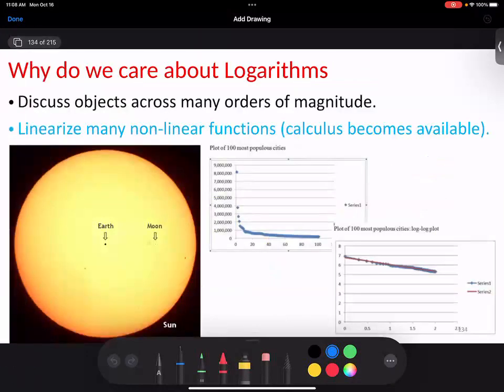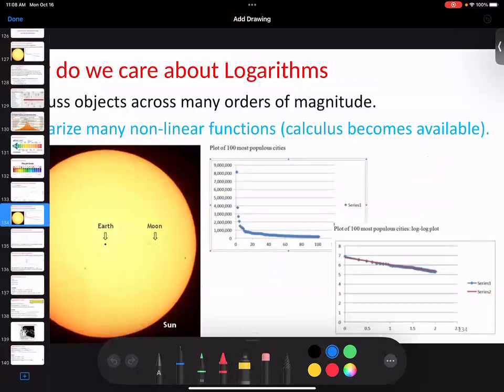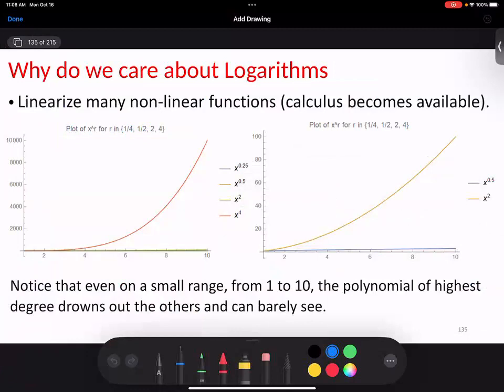All right, so we've talked about many orders of magnitude. What I want to talk a little bit about now is linearizing many nonlinear functions. And so here, I'm going to plot x to the 0.25, x to the 0.5, x squared, and x to the 4th on the left. I think everybody can see x to the 4th. With a little bit of work, I think you can see x squared, the green line on the bottom. And that's about it. I can't really see the other ones.